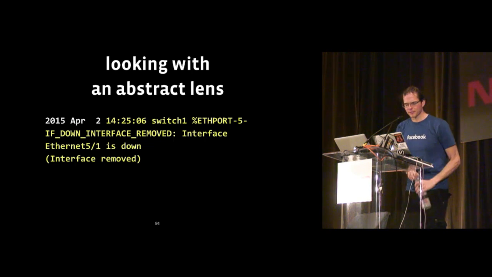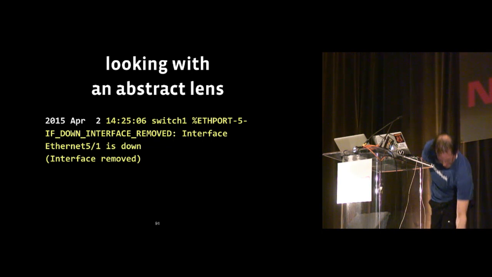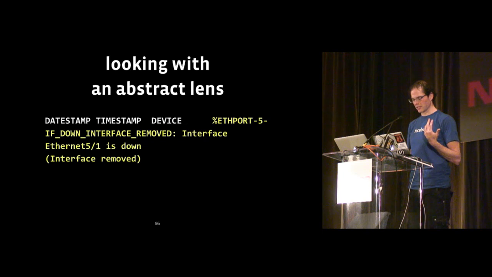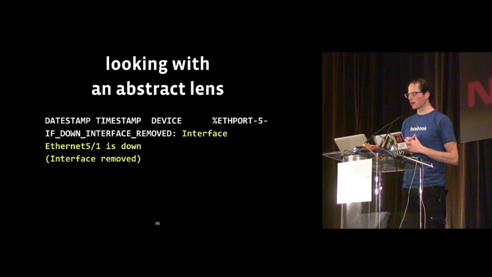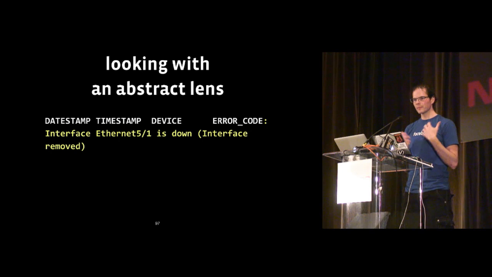So what I have highlighted here is 2015, April 2nd, just the date of the initial part. And so I'm just going to replace that with the word date stamp here to represent what it is in my mind right now. The same for the next one, which is the time. I'll just call that a timestamp. And as we walk through this, we just replace each piece of this. And so, for example, the thing I keyed off of earlier, IF down interface removed, I'm renaming this to just error code. Either error code or error category, whatever makes sense to me.